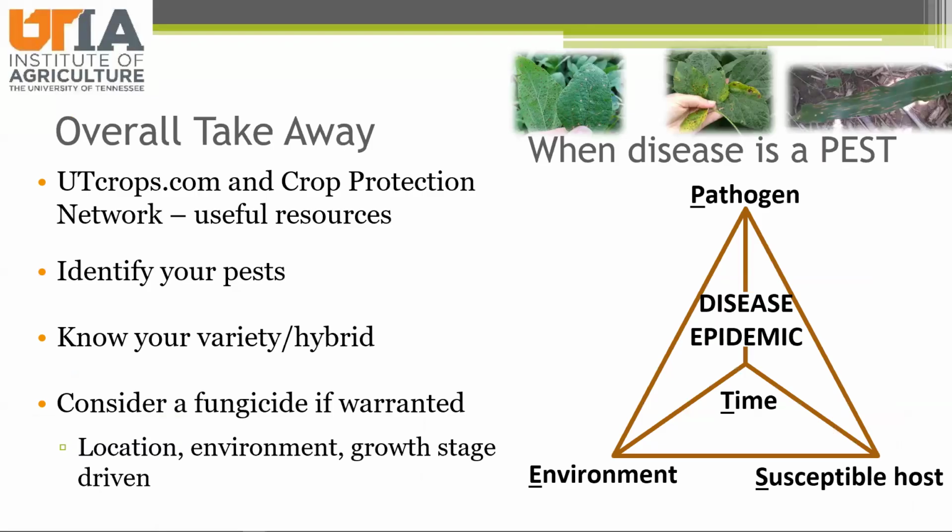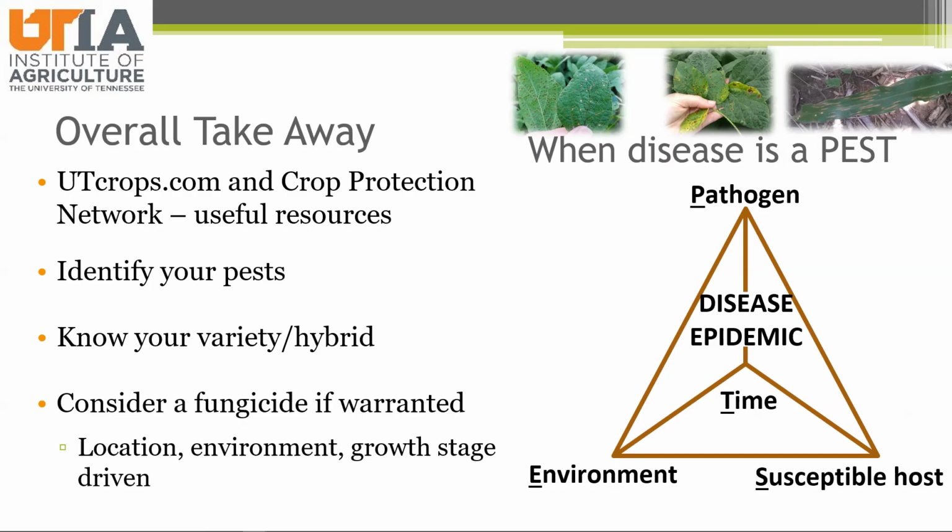So our overall takeaway from this presentation, right? Use the resources available to you to help you make your management decisions, and make sure you're using the best integrated management practices out there. So we have utcrops.com that has very specific resources for Tennessee, as well as the Crop Protection Network that really has great resources that can be utilized across the nation. Make sure you're identifying your pests. Again, that's what those resources are for. That's what your county agent is for, as well as the specialists that can come to you across the state to help you identify what you have, what's going on in your field.